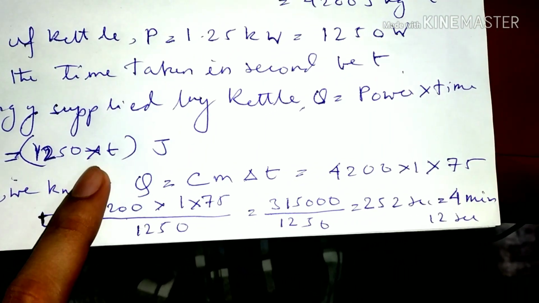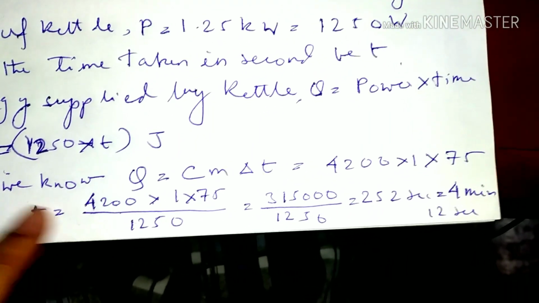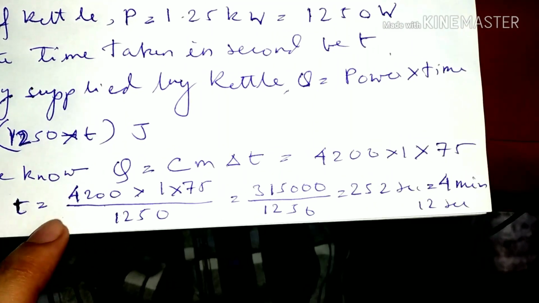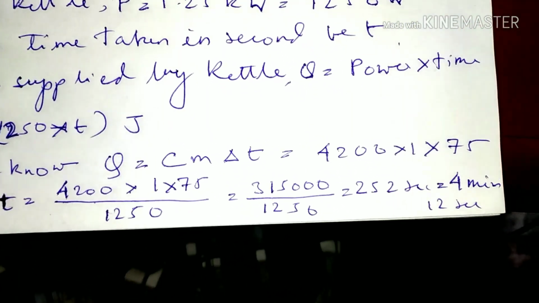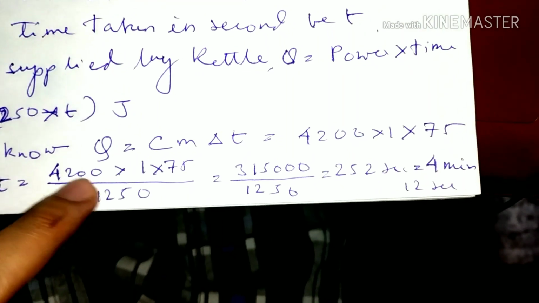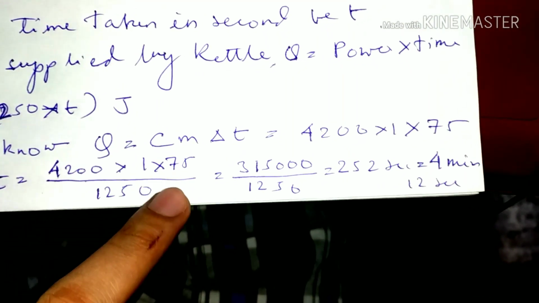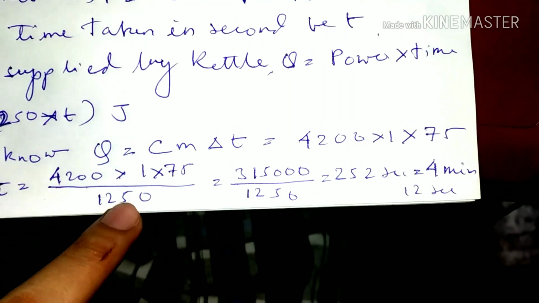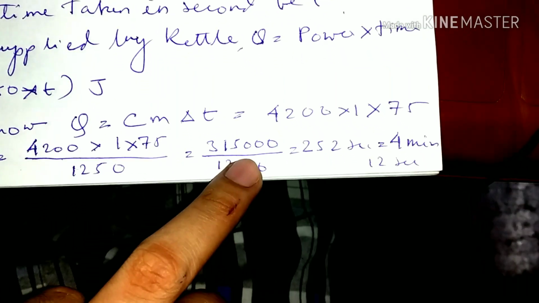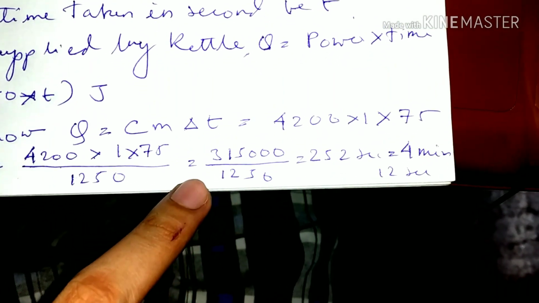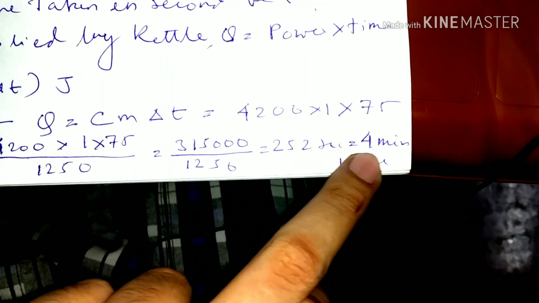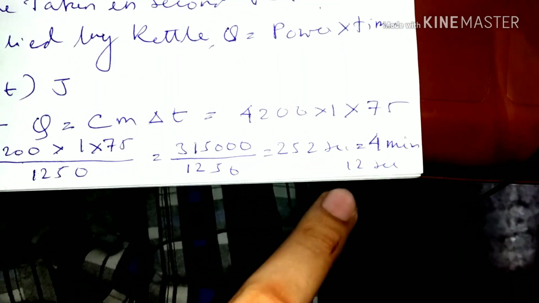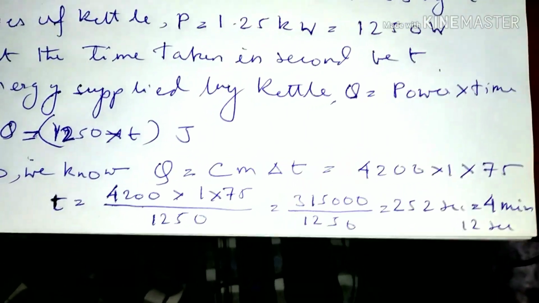Let us continue with the cross multiplication. It's quite similar to sum number 7 that we did today. 4200 into 1 into 75 divided by 1250. So the result is 315,000 divided by 1250. The result is 252 seconds, or 4 minutes 12 seconds.